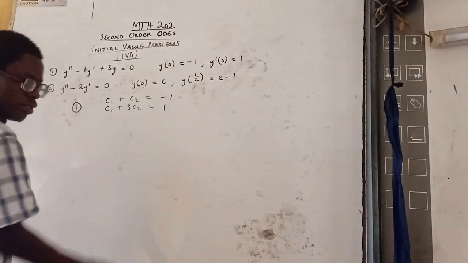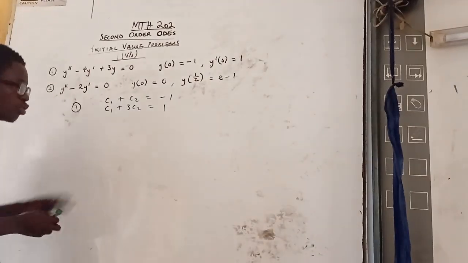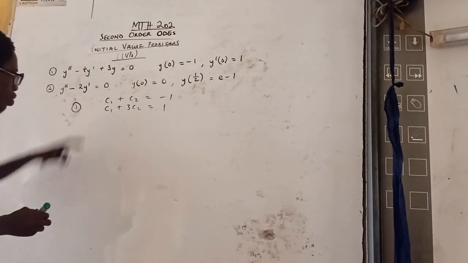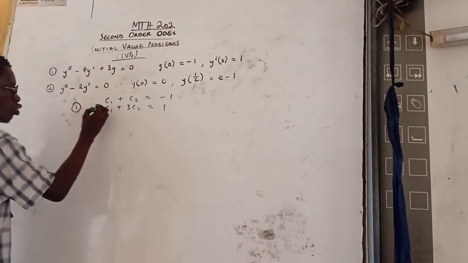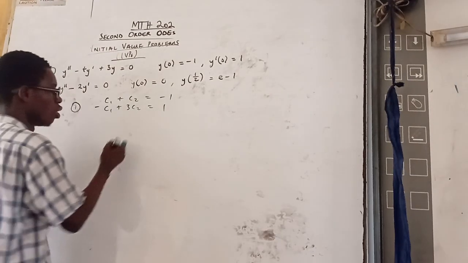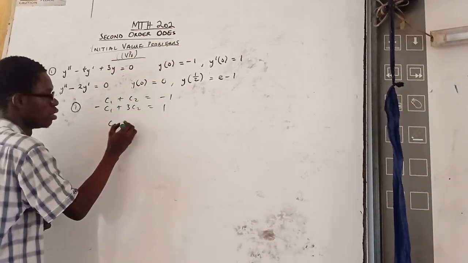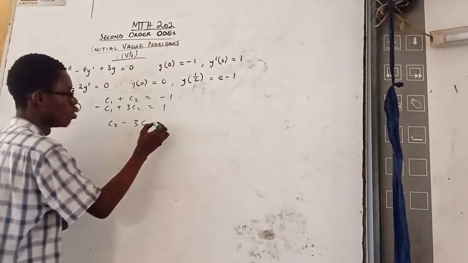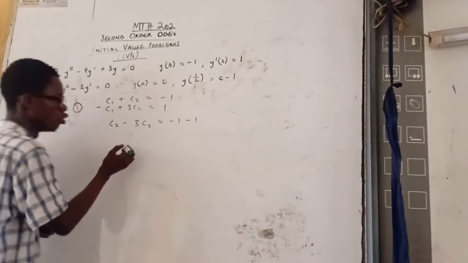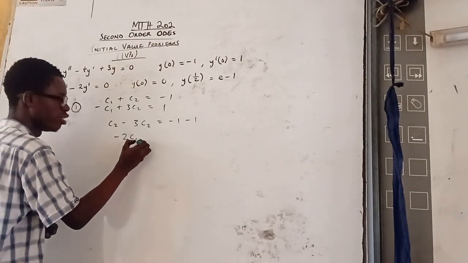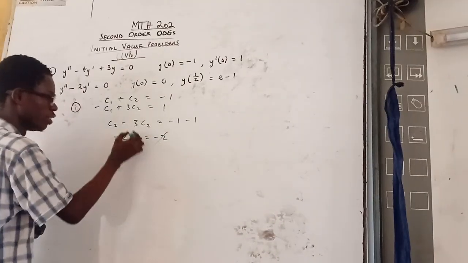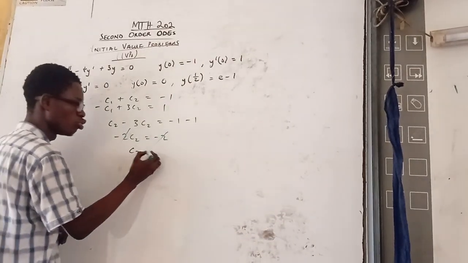Now solving this system of simultaneous equations using the elimination method, the c1 terms we can easily subtract. Subtracting, c1 minus c1 is gone. So we have c2 minus 3c2 equals minus 1 minus 1, so this is minus 2c2 equals minus 2. Dividing both sides by minus 2, we have c2 equals 1.